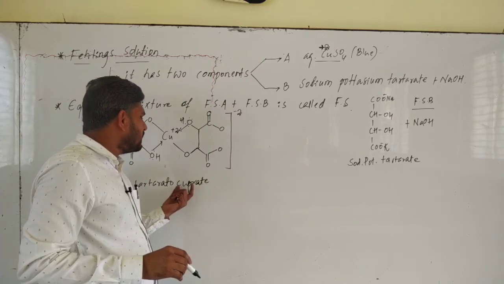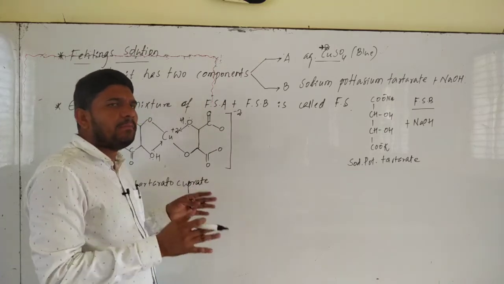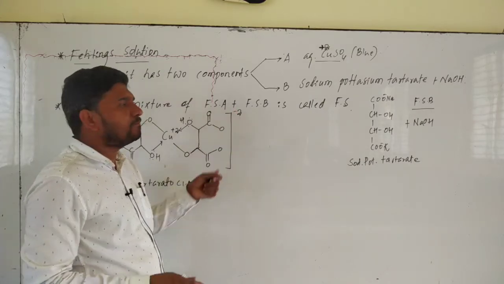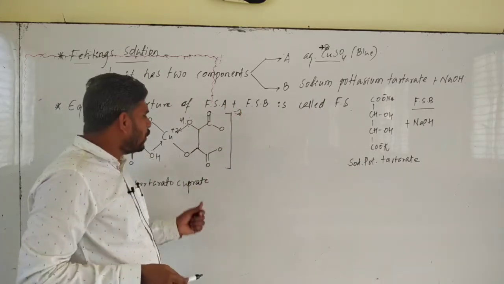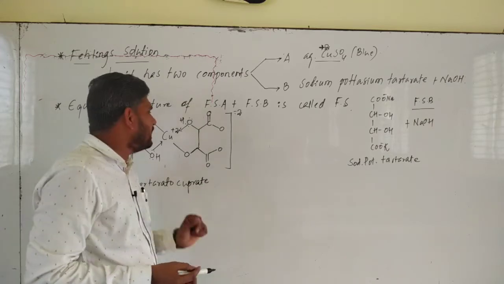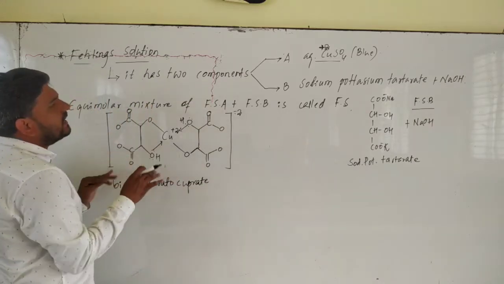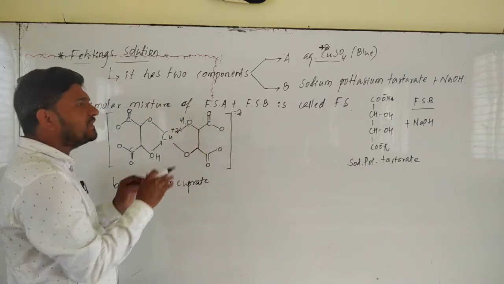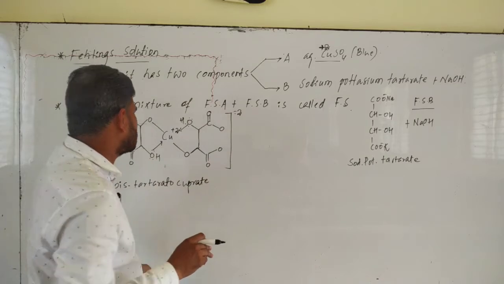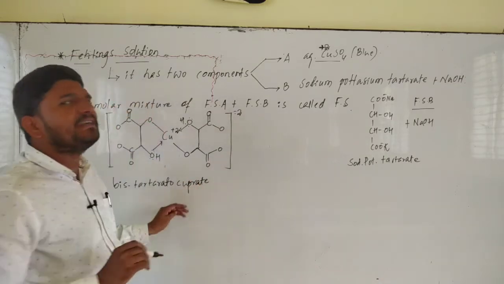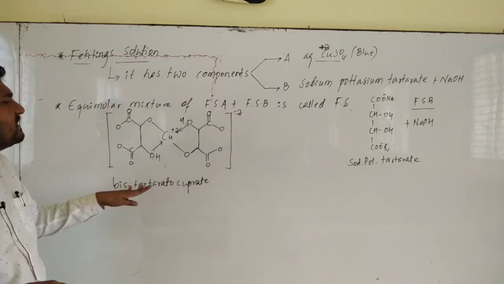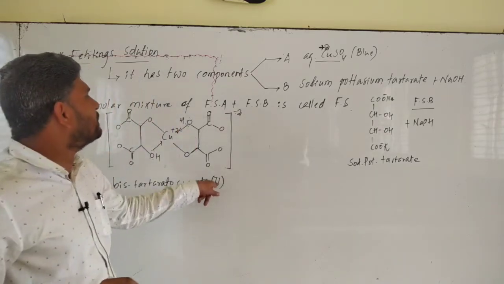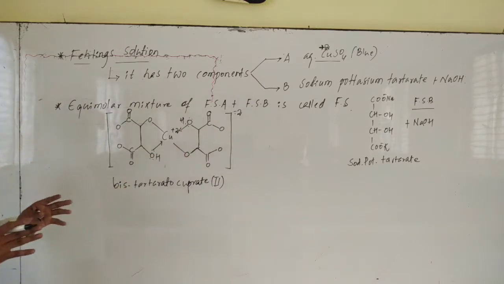The name of the central atom ends with AT when the complex is negative, meaning anionic. This is an anionic complex, so you need to end the name with what? AT. And if it is cationic, you simply write copper. AT indicates the complex is anionic in nature. Bis tartareto cuprate 2 complex. The 2 stands for the oxidation state of the central atom.